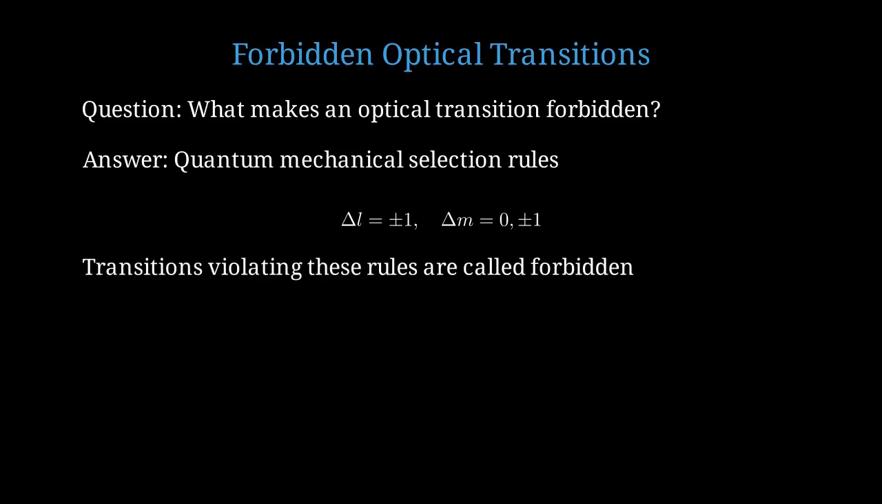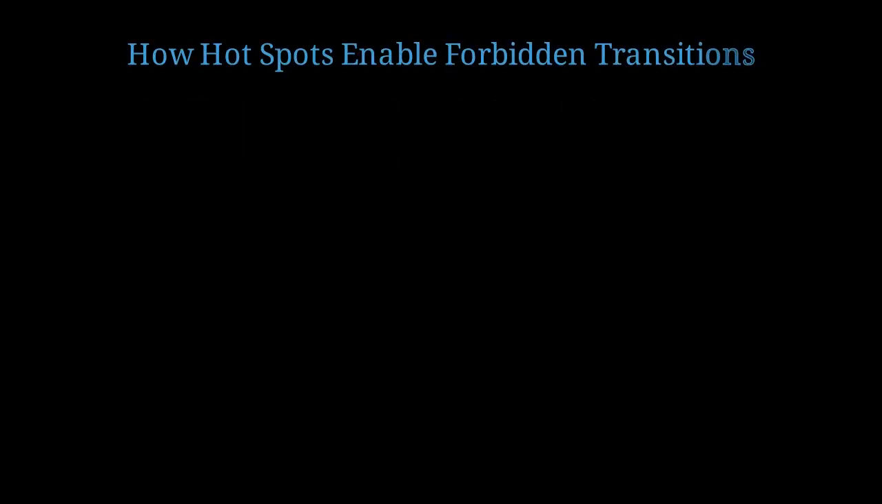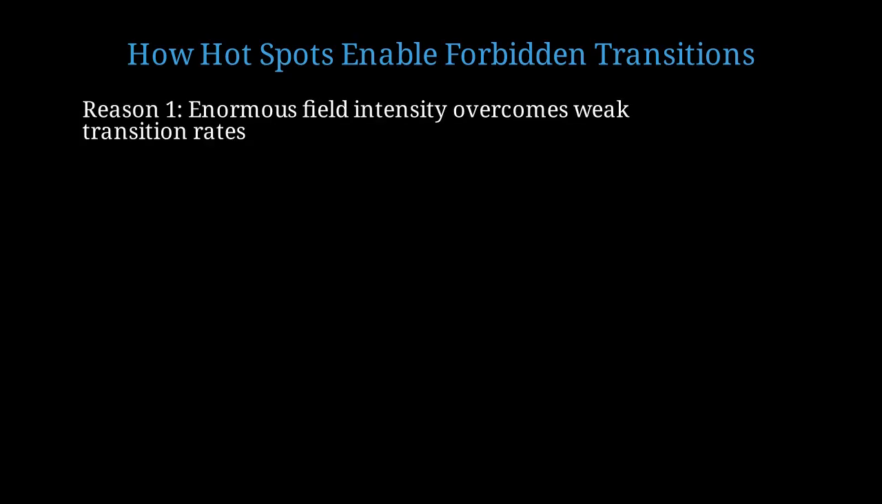Transitions that violate these selection rules are called forbidden transitions. They can still occur through higher-order processes like magnetic dipole or electric quadrupole, but they are much weaker. So how do plasmonic hotspots enable these forbidden transitions? First, the enormous field intensity in hotspots can simply overcome the weak transition rates of forbidden processes. Even a weakly allowed transition becomes observable with million-fold field enhancement.